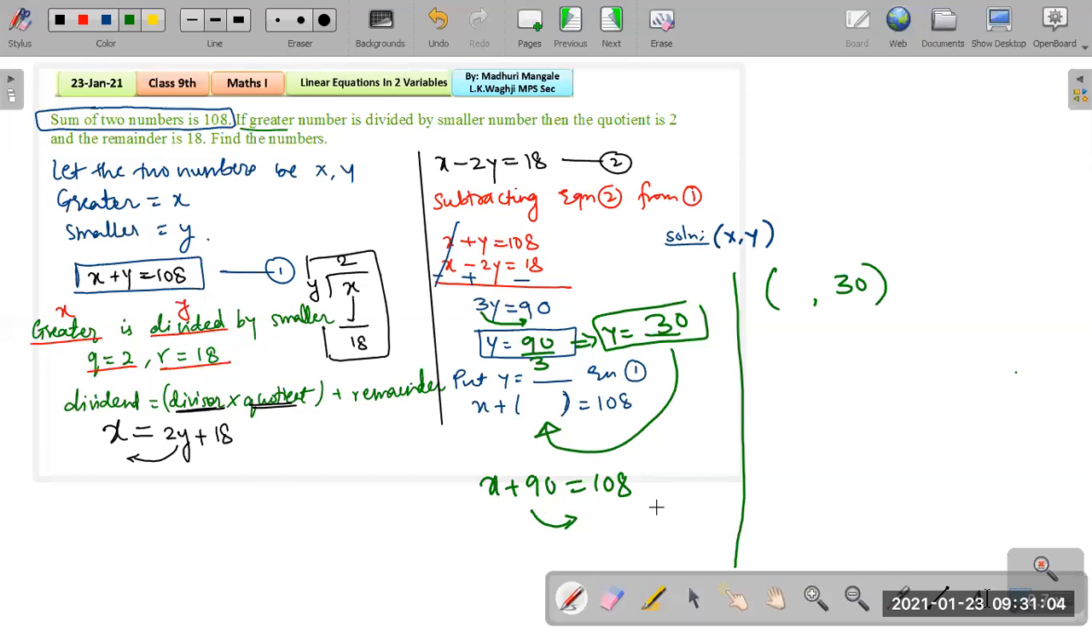x plus 90 equals 108. Shift this 90 to the other side. You'll get the value of x. So among those two choices, you'll get the correct answer. Quickly, I'll give you only 5 more seconds.